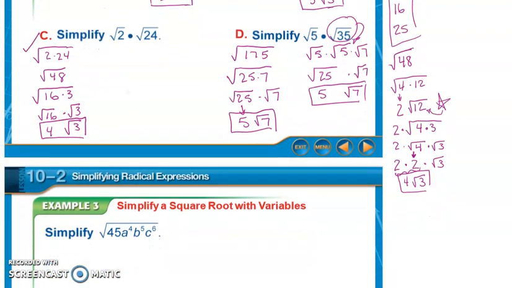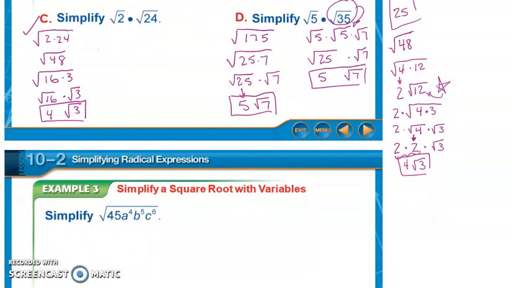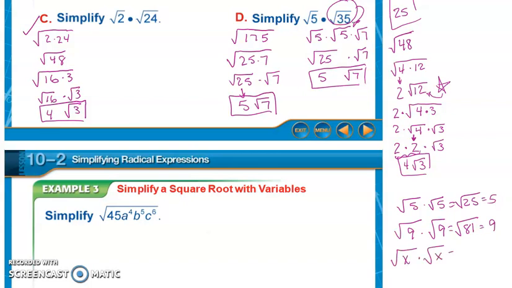And that brings up an important point. What is the square root of 5 times the square root of 5? It's the square root of 25, right? So that equals 5. What's the square root of 9 times the square root of 9? Oh, that's the square root of 81, which equals 9. Do you see a pattern? What's the square root of x times the square root of x? This is the square root of x squared, which equals x.